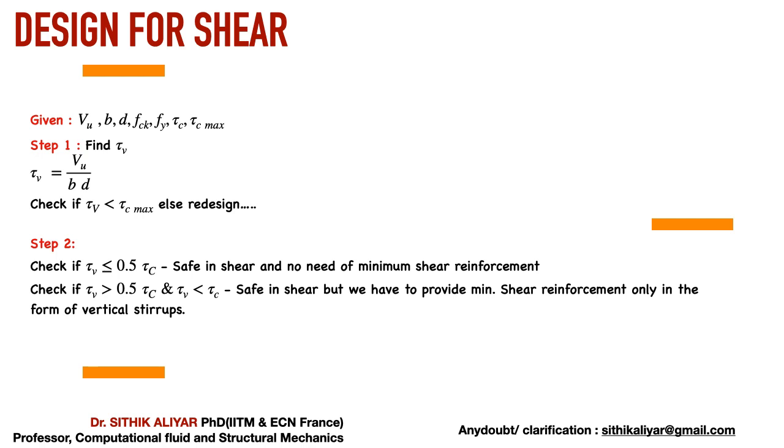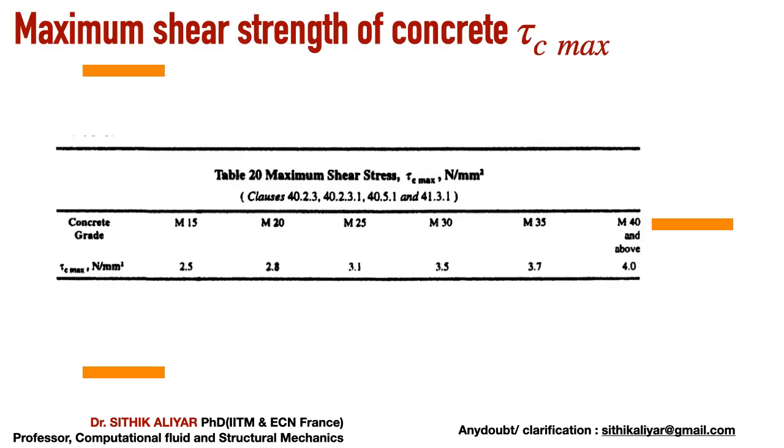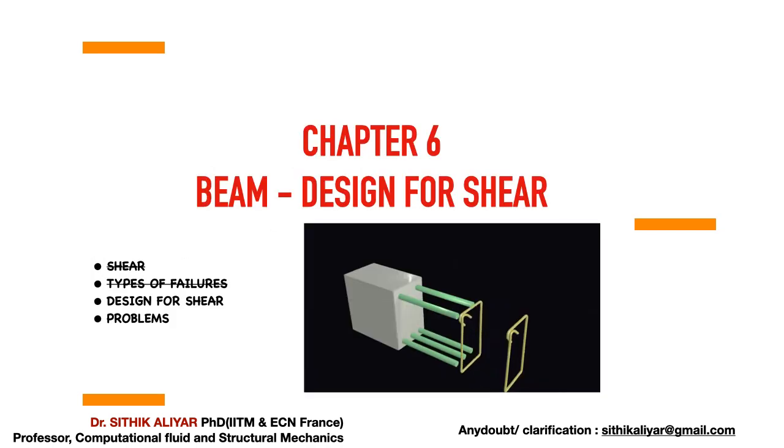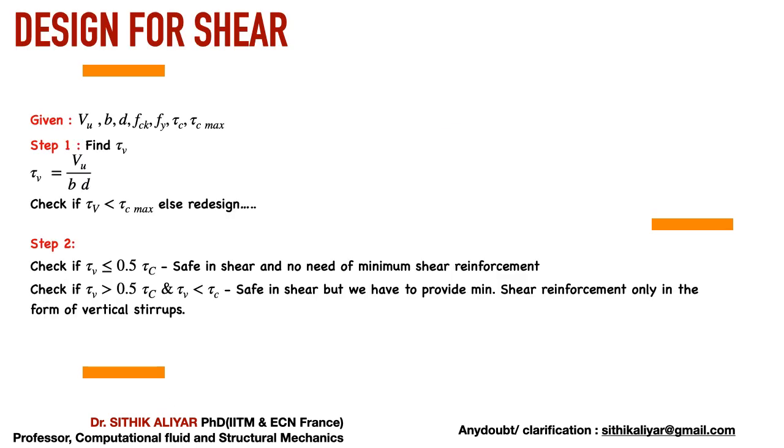Whatever MPa is coming, it should be within the limit, either 2 MPa, 3 MPa, 1.5 MPa, something like that. Else you should redesign, because the maximum capacity of your concrete to take shear stress is what I showed you in the previous table. I can show you again. This is the maximum shear stress it can take: for M20 2.8 MPa, M25 3 MPa, something like that. When your externally applied stress is more than that, then you cannot even design.